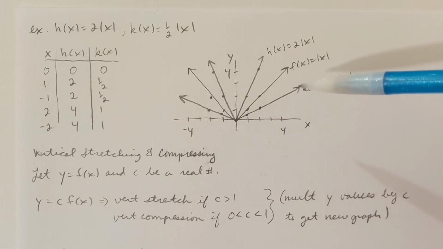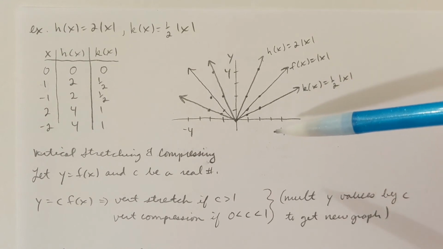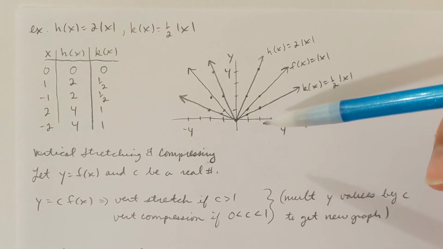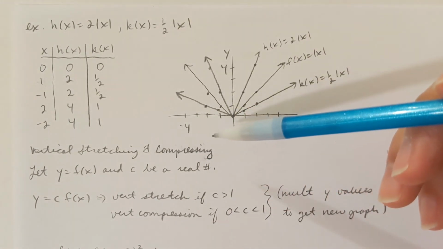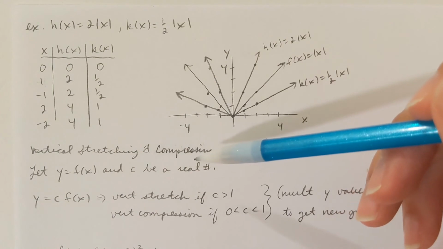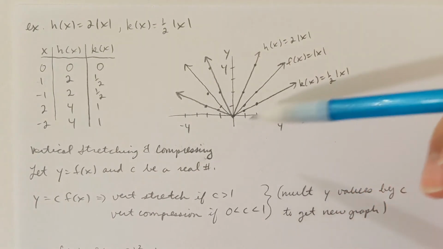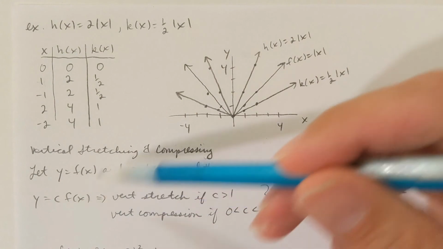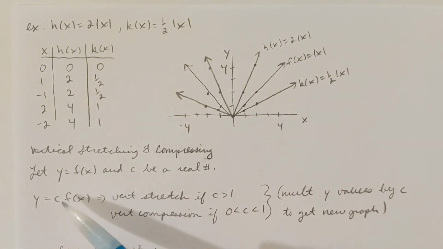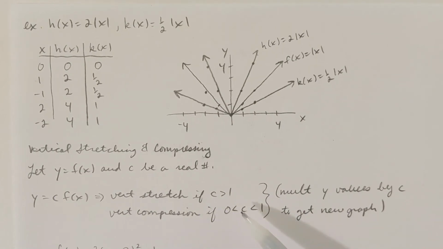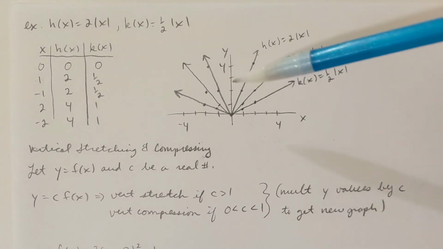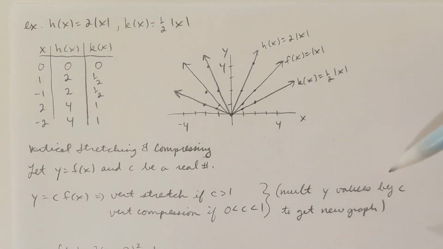Okay, and one way to remember this definition of vertical stretching and compressing is: let y equal f of x and c be a real number, any real number we want. If you're in the form y equals c times f of x, you're going to have a vertical stretch if c is greater than 1, and vertical compression if c is greater than 0 but less than 1. Now, in order to get the new graph, you're going to multiply the y values by c.